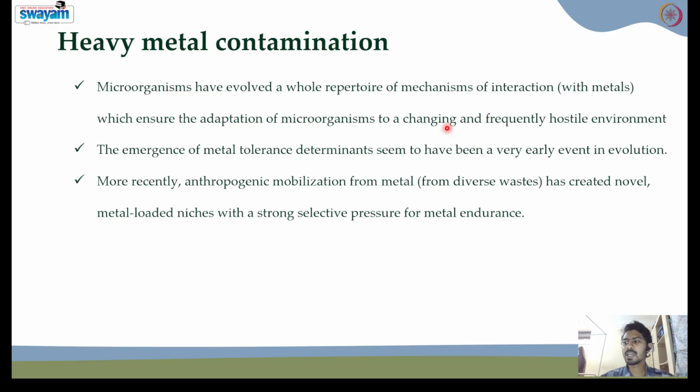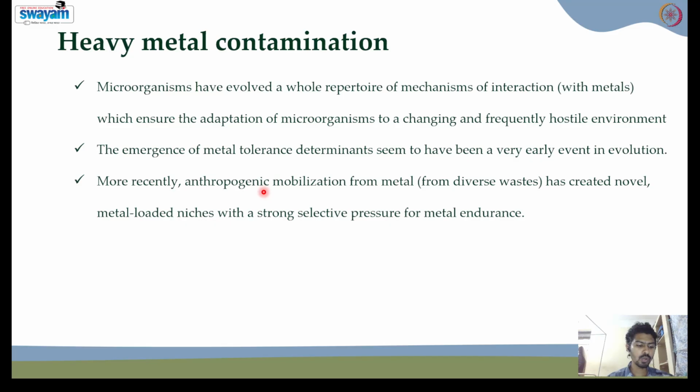As we have seen in the case of uranium. What happens to the uranium? It converts uranium 6+ to 4+, which is less toxic to the environment. And these microbes have been dealing with metals long before humans discovered these metals. So generally, the emergence of metal tolerance has been seen in various microorganisms.